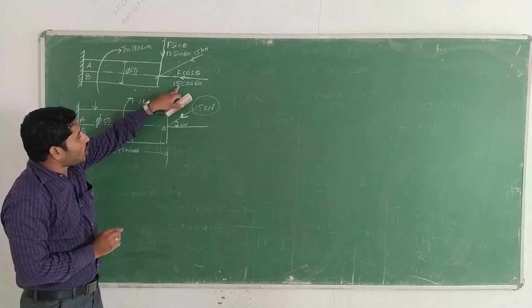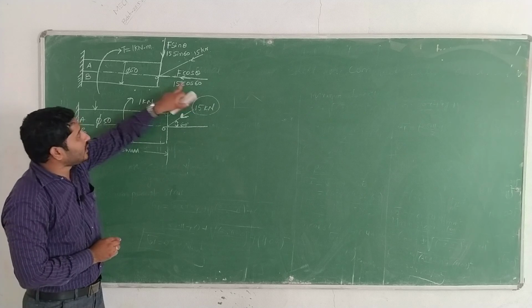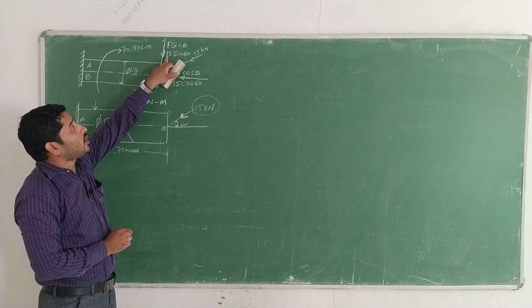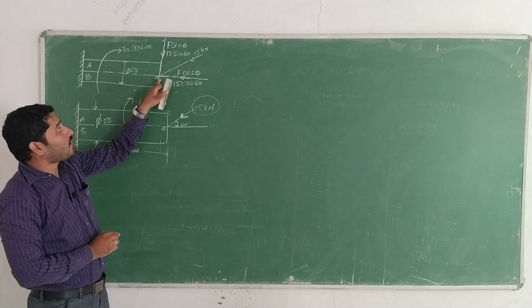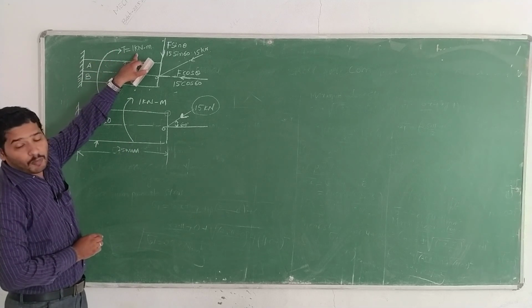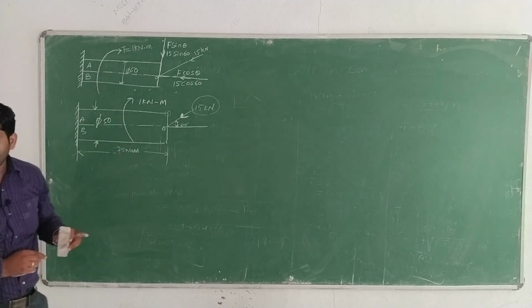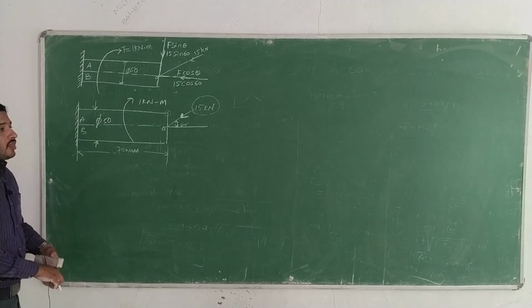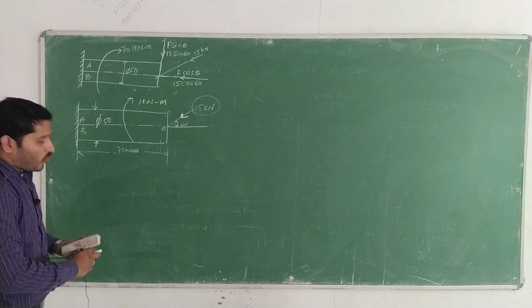Okay, how much is the axial load? 15 cos 60 is acting at the point O. The bending load 15 sin 60 is acting at the point O. And torsion, how much is acting? 1 into 10 power of 6 Newton mm. So on this component, several forces are acting.